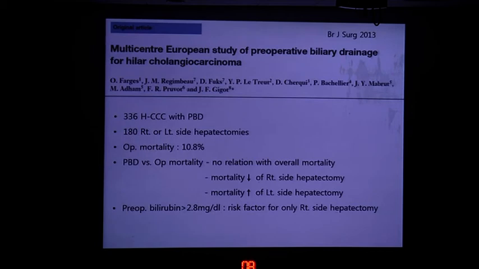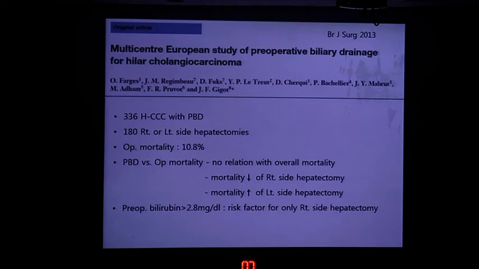Recently, very interesting papers from Europe, a multi-center study. You can see that in 180 major liver resections, operative mortality was 10.5%. Very interesting result. PBD versus operative mortality, no relation with overall mortality. However, for right side hepatectomy, PBD induced reduced mortality. However, for left side hepatectomy, the mortality was increased. Why?